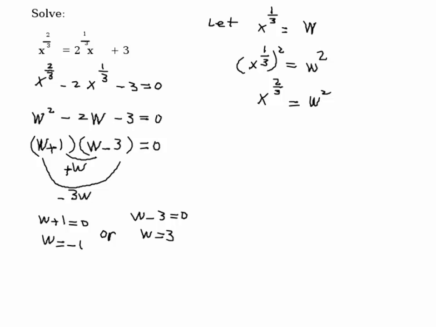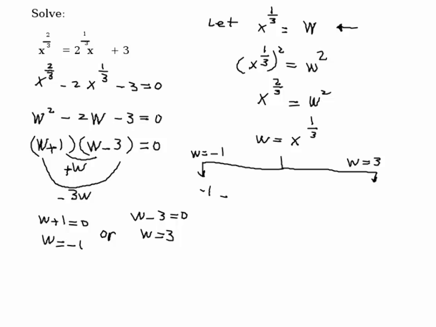We go back to our original assumption. We said that w is equal to x to the power of 1/3. And we found two values here for w. So we said w is equal to minus 1, w is equal to 3. So let's find x. In this case, minus 1 must be equal to x to the power of 1/3, and 3 must be equal to x to the power of 1/3.